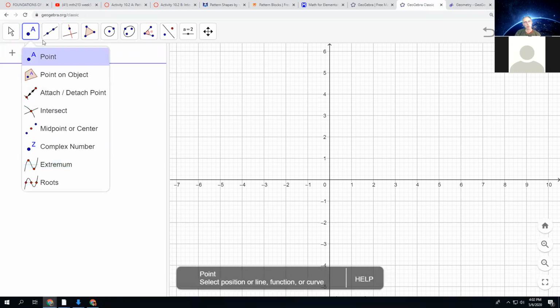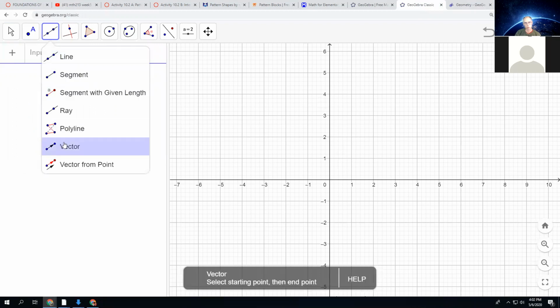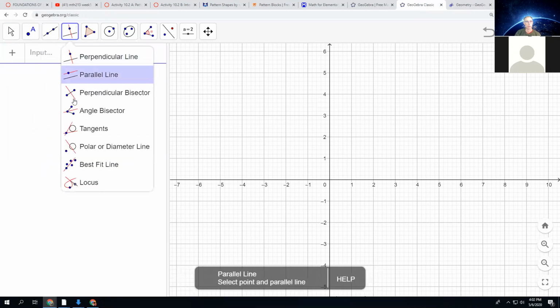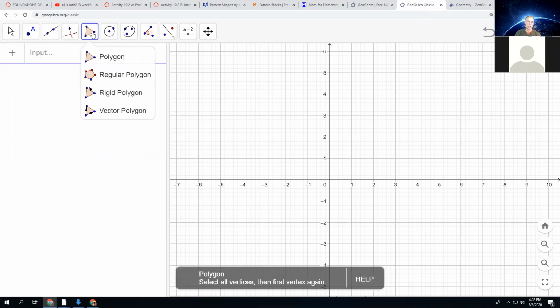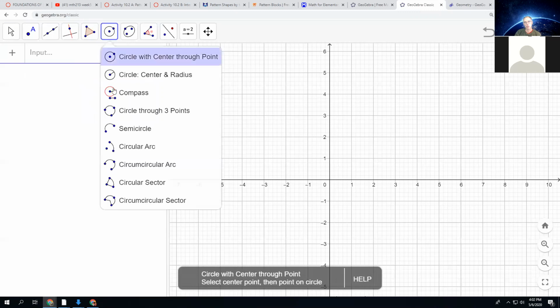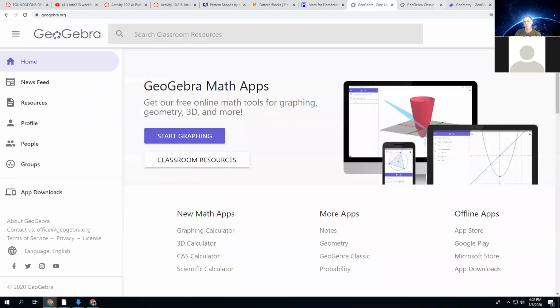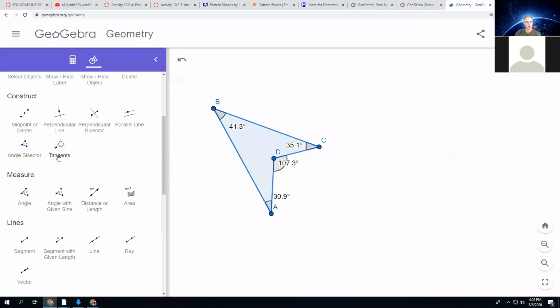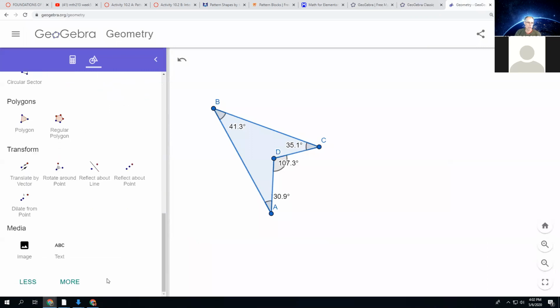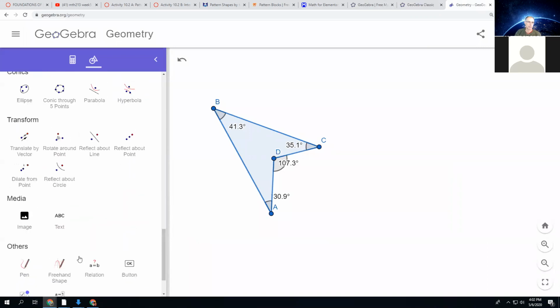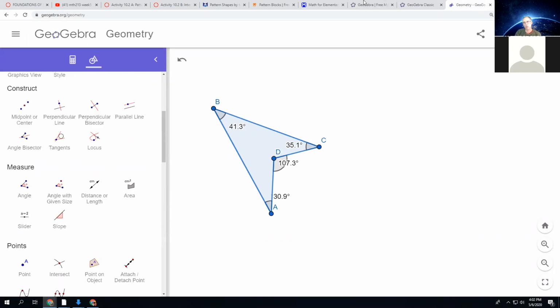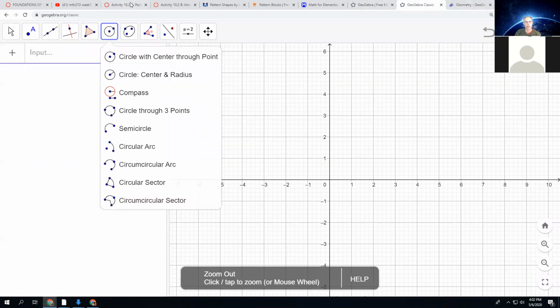Here's all the point type tools. Here's all the line type tools. Here's all the parallel perpendicular type tools and so on. So sometimes I like grabbing these here rather than looking through the lists over here. But we're all different. You can do all the same stuff here as you can in the classic, it's just organized differently.